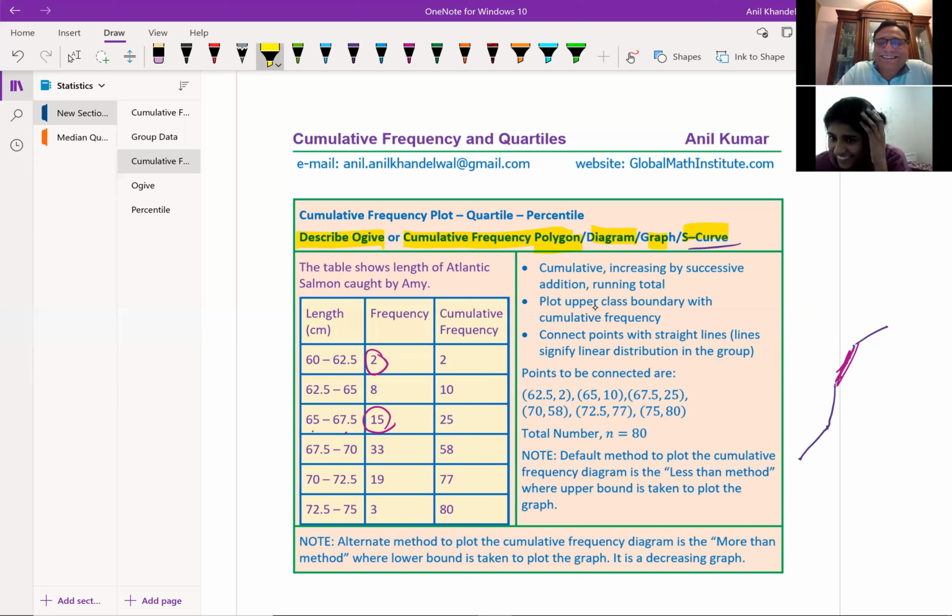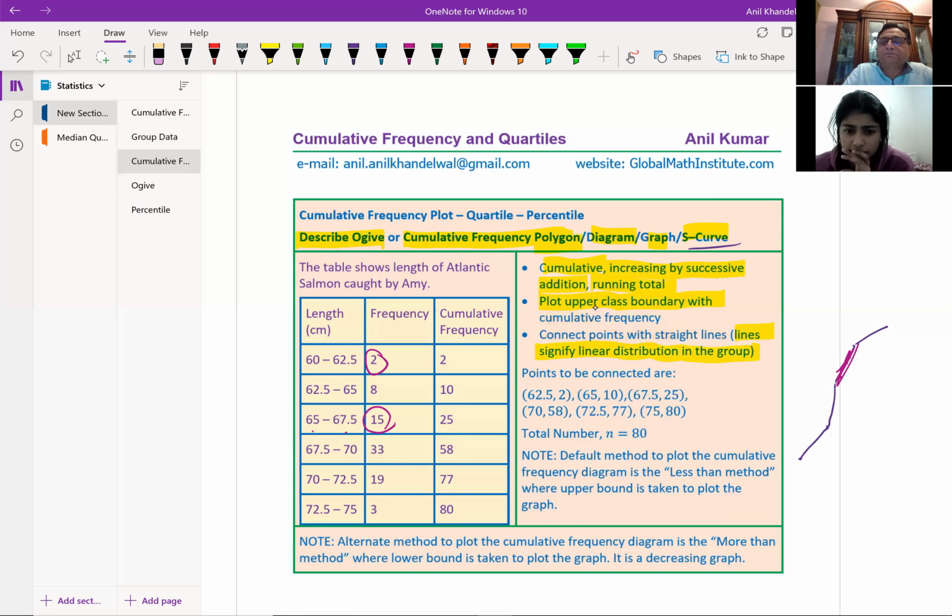So now, getting back to the topic, cumulative means increasing by successive addition. This is what the word means. Running total. That is what it means. Plot upper class boundary with cumulative frequency. Connect points with a straight line. Lines signify linear distribution in the group. This is the most important sentence.